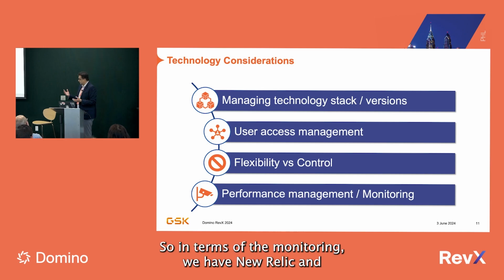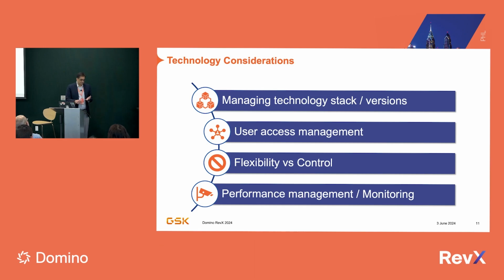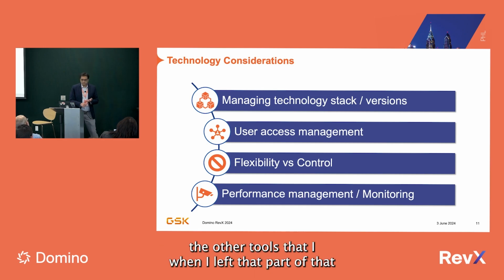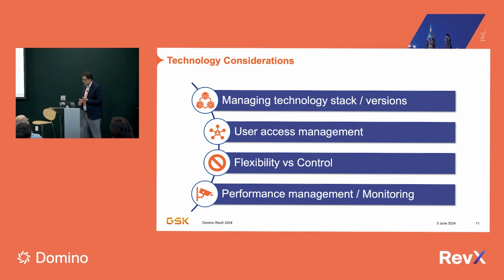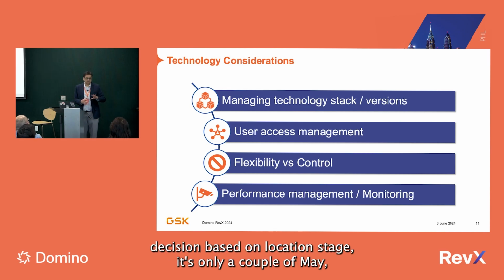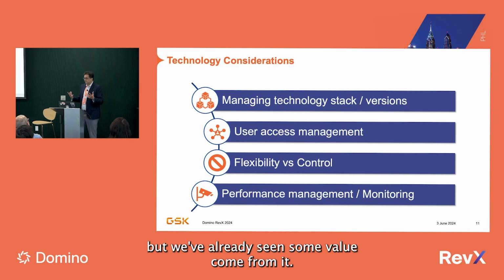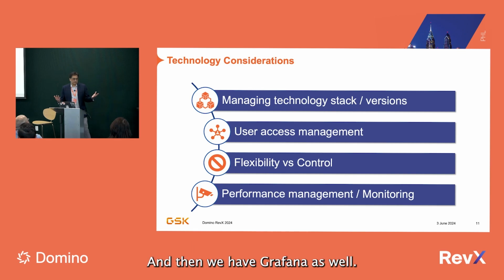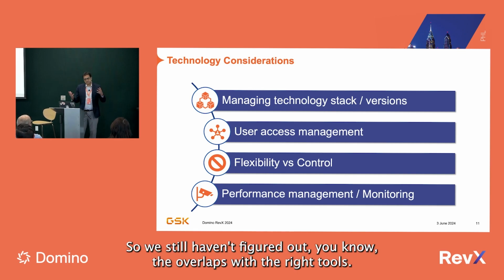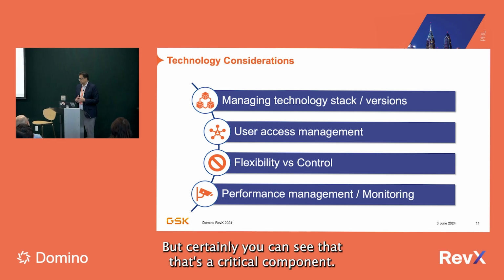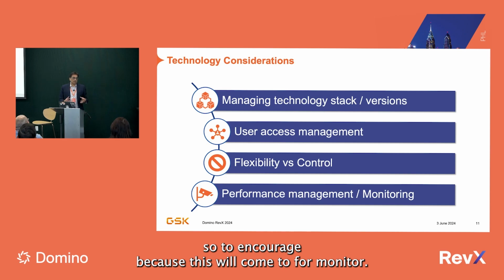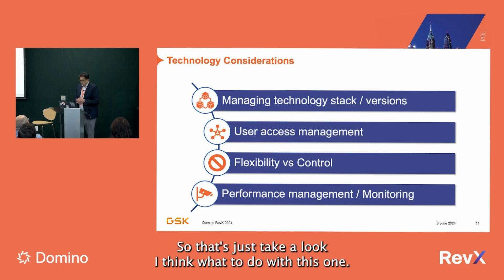So in terms of monitoring, we relatively deploy. We have a tool called SCE. I don't know if people have heard of that. We have, based on lactation stages, development, where we've already seen slow value come from it, and then we have Grafana as well. We still have to figure out on the build which are the right tools, but certainly I can say that's a pretty good component, and I certainly encourage it. So that's just how I know.